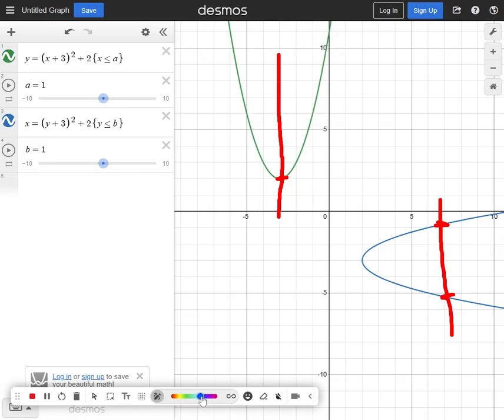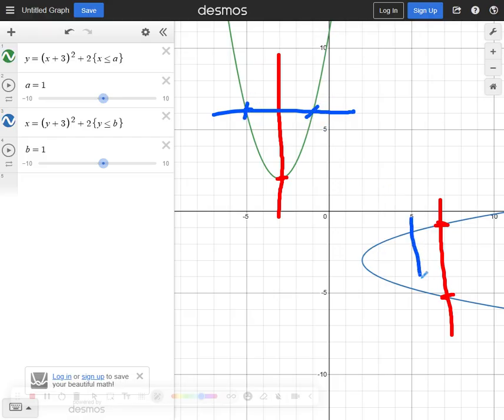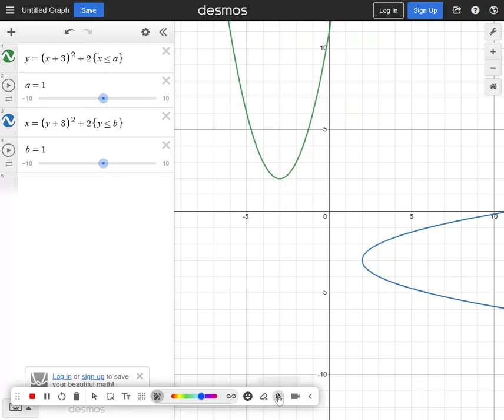Now, if I change my color and I do the horizontal test, the original doesn't pass because it touches twice. While the inverse graph, oh no, sorry. The inverse graph will pass because it only touches once. Make sense? Now, how will this slider help?